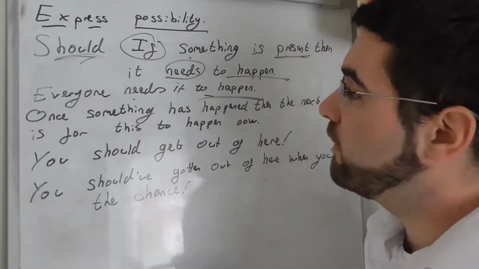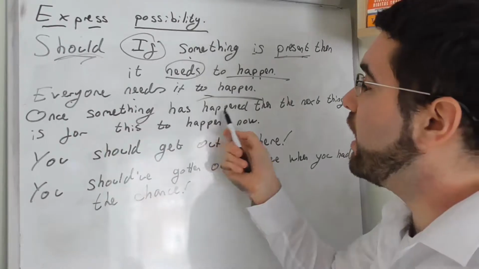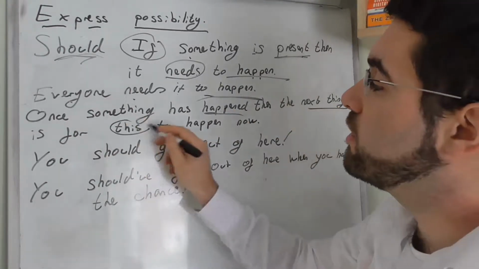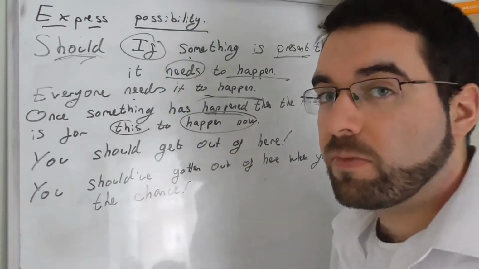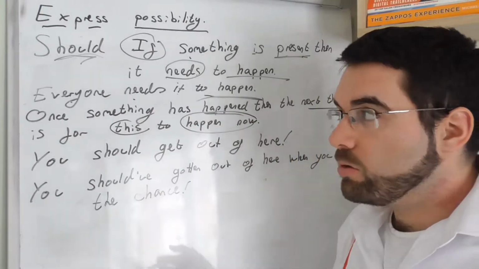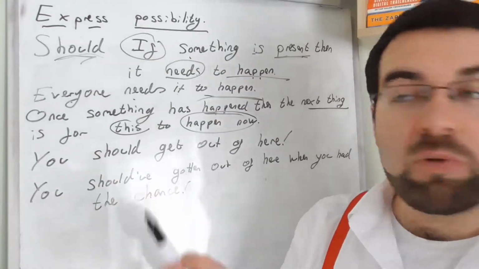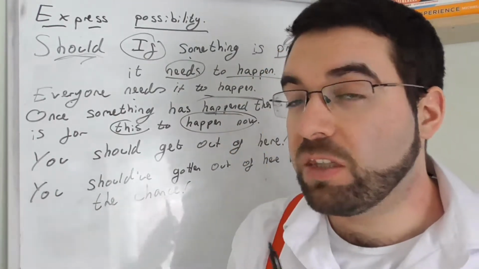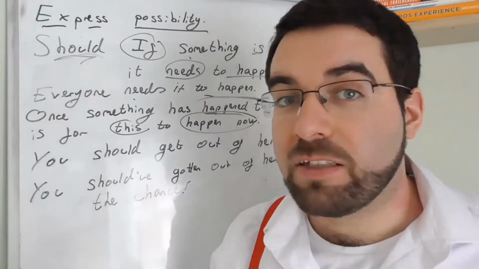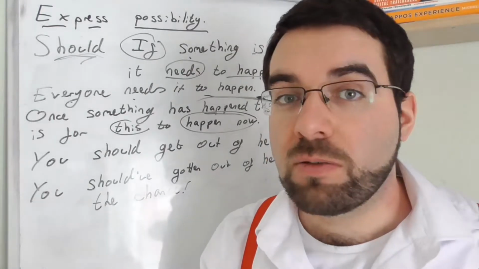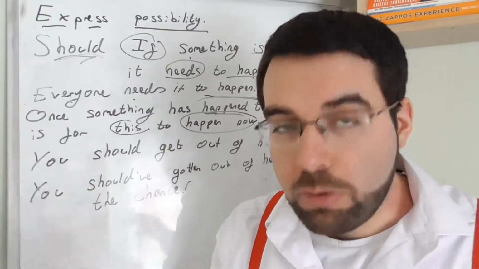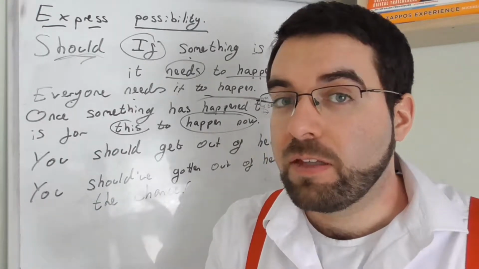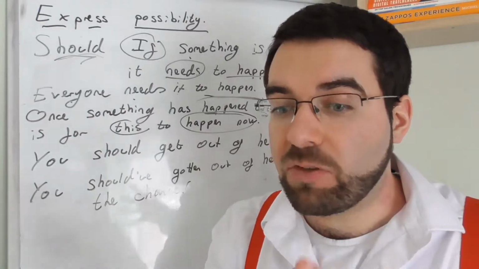We're waiting. Once something has happened, then the next thing is for this to happen now. So, should means that we've been waiting for something to happen. I've been waiting for all the people to be in the room, or all the letters, or all the arrangements, and now everything's done, everything's in place, all the things we needed are here. It should happen. We're waiting for the next thing now.